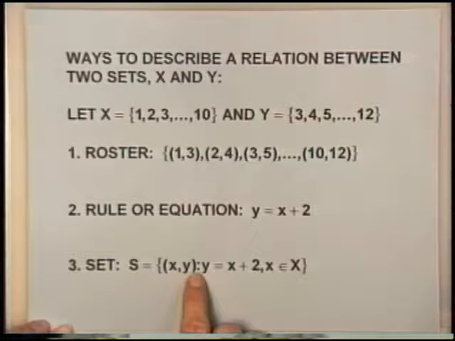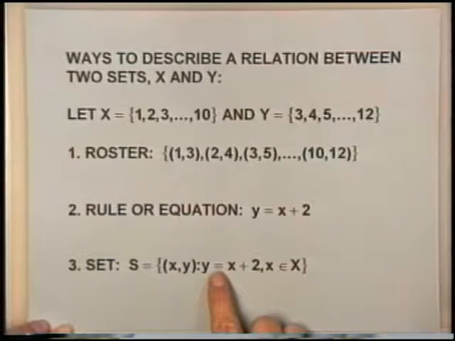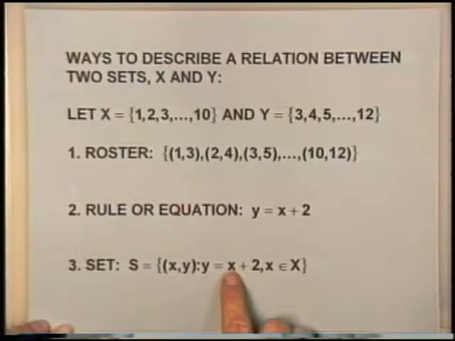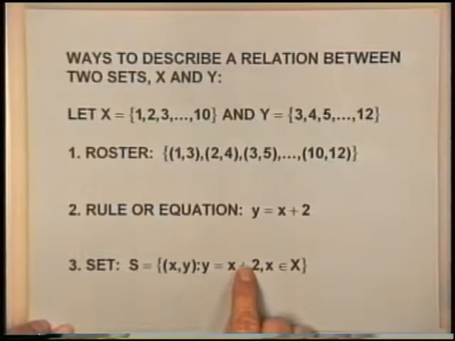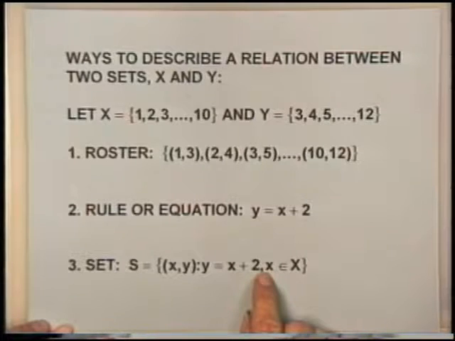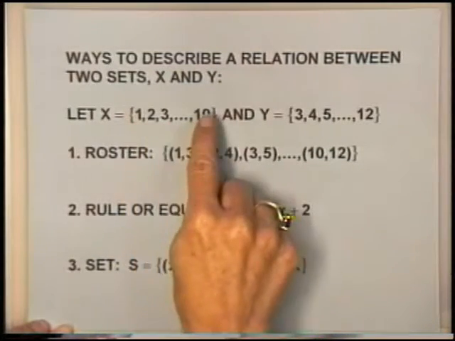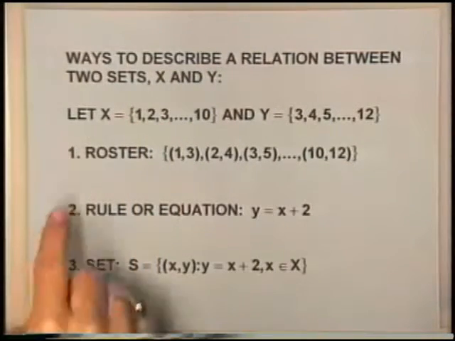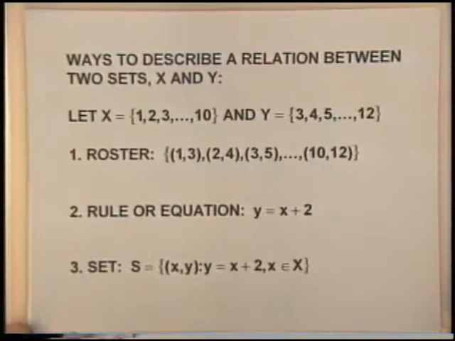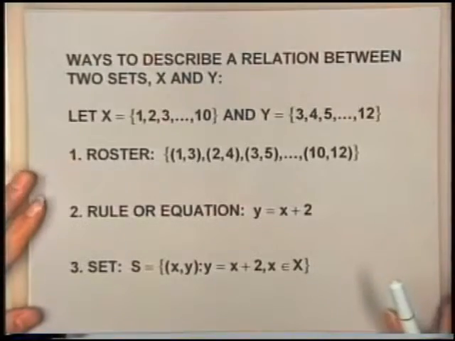Following the colon, we're going to give a rule that tells the relationship between x and y in this ordered pair. Y is going to be 2 more than x, or x plus 2. And then sometimes following this rule, we will tell you where the numbers x are coming from. X is coming from these numbers in set X up here. You can see that all 3 of these ways describe the same set. Let's look at an example.